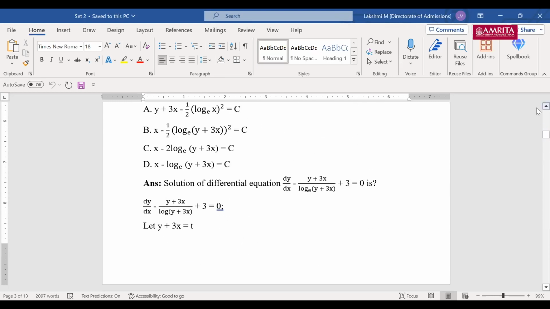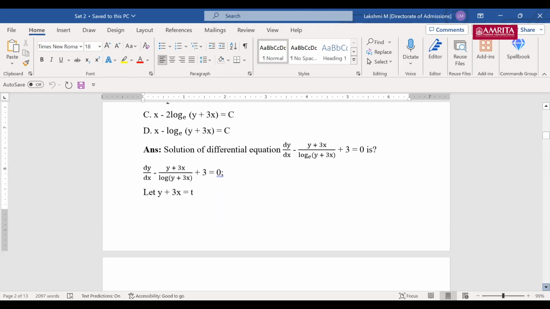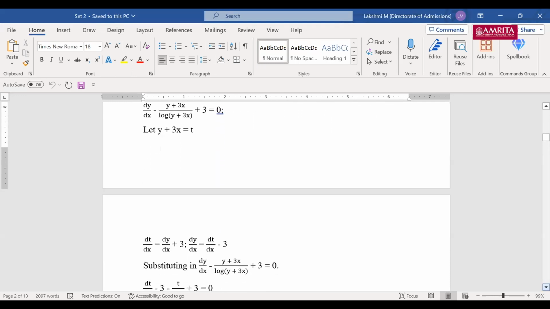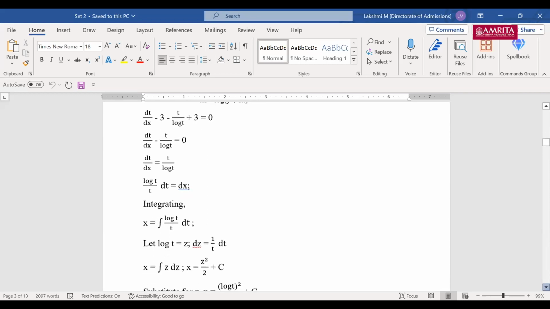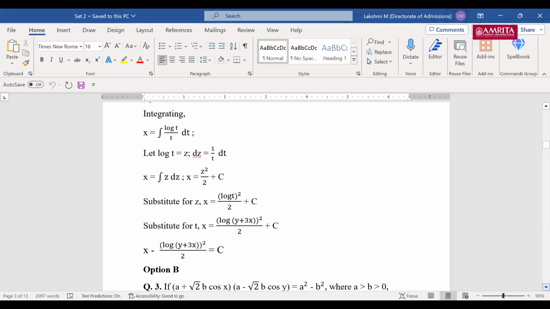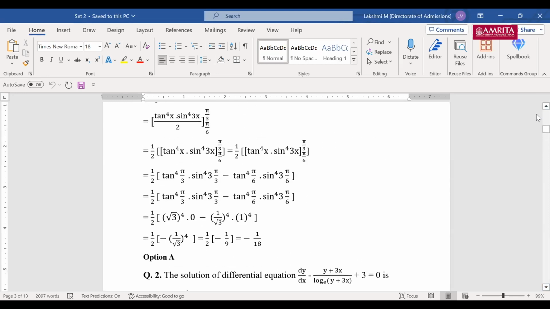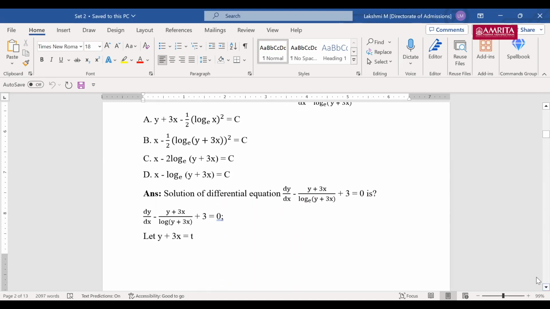This is what the question is, and it's asking the solution of this equation. And they have given the different options. So I'm just going to substitute y plus 3x is equal to t, where I'll be able to find the value of dy by dx in terms of dt. So I can rearrange the whole equation in terms of t. Now I can integrate. So when I'm integrating, I'll have x is equal to the integral of log t by t. Now we can go for substitution and you can get back to the answer. So the answer is x minus log of y plus 3x the whole square by 2 equal to c, which is option B. I would also recheck whether it's option B or not. Okay, it is x minus 1 by 2 of log of y plus 3x the whole square equal to c. Yes.